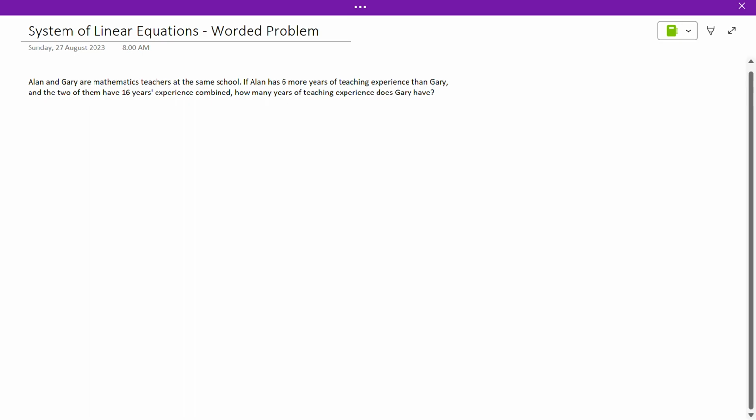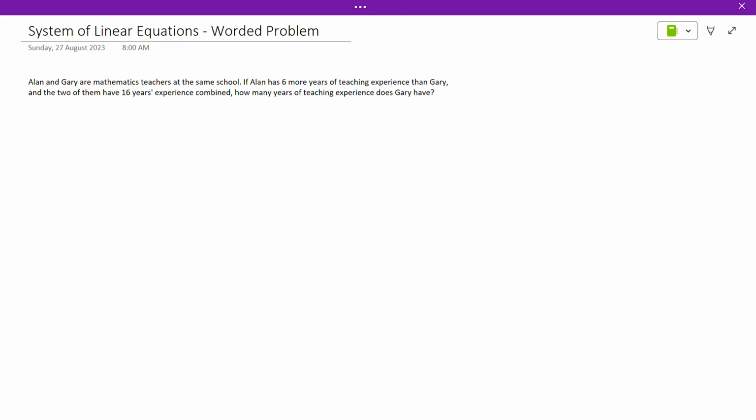Hi everyone. Today we've got a system of linear equations and it's a worded problem that we're working through. Alan and Gary are mathematics teachers at the same school. If Alan has 6 more years of teaching experience than Gary, and the two of them have 16 years experience combined, how many years of teaching experience does Gary have?